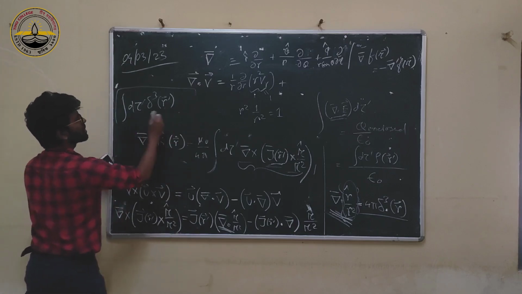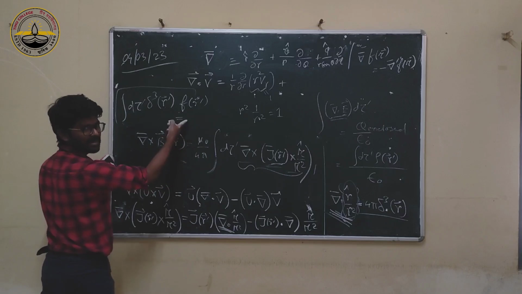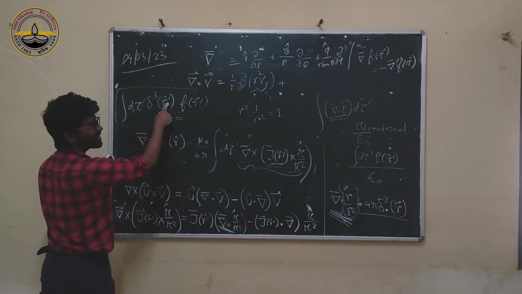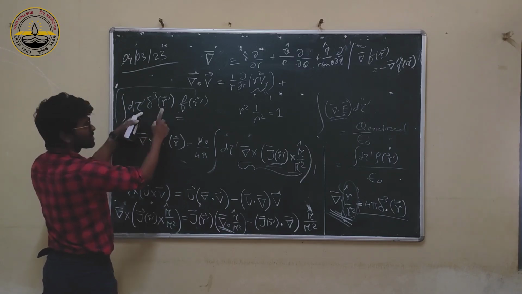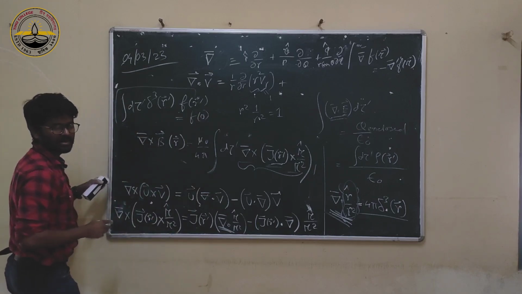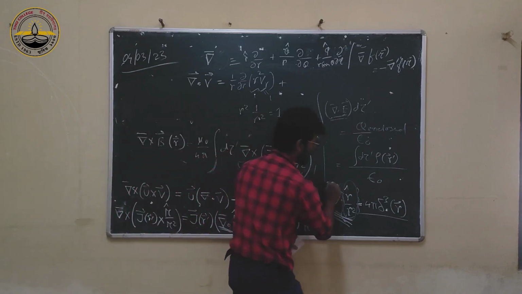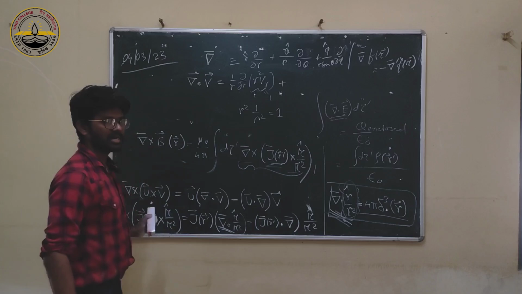If you had a function f, then what does the delta function do? Exactly at 0, this has a value, so the answer of this is f(0). Just remember, this was the definition of the delta function. This is what I actually need: the divergence of r cap over r squared is the Dirac delta function.